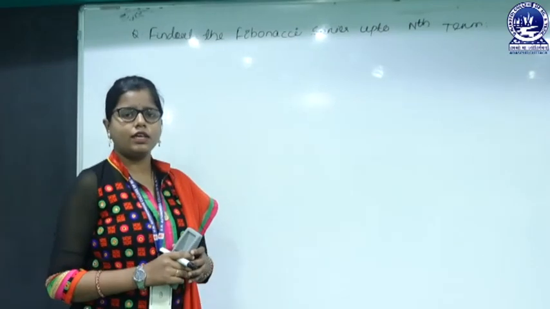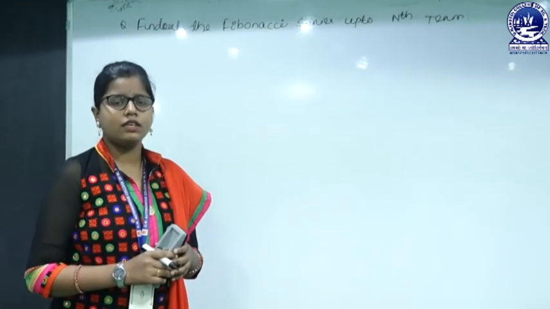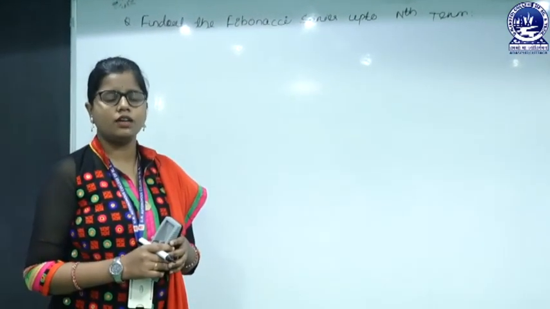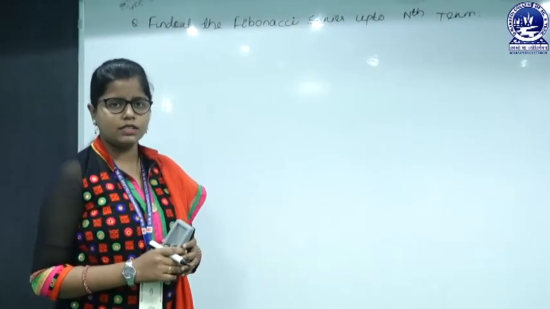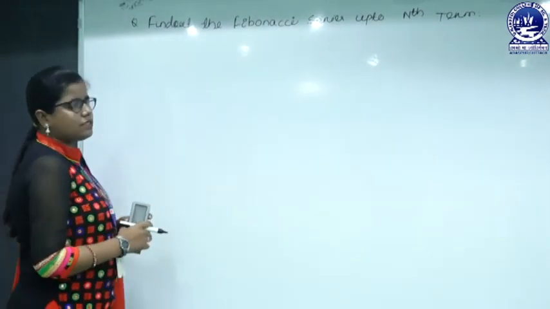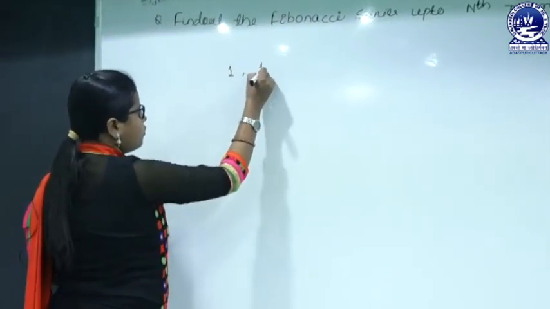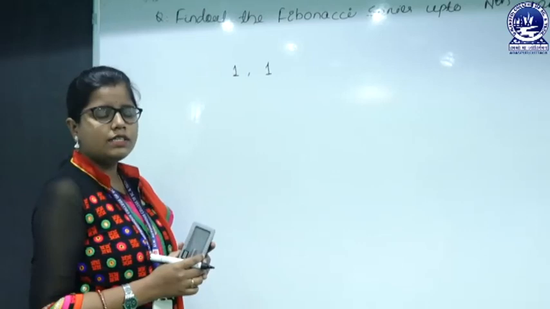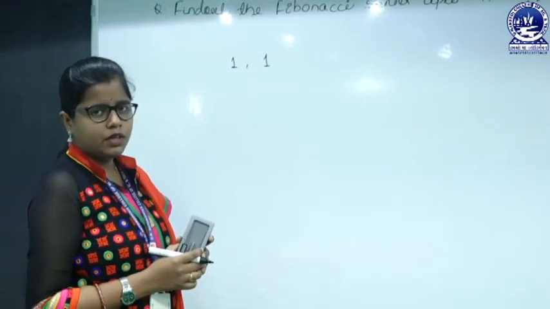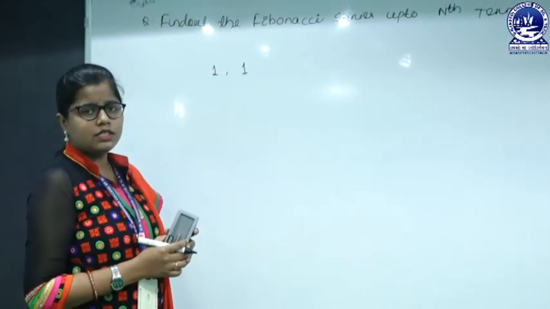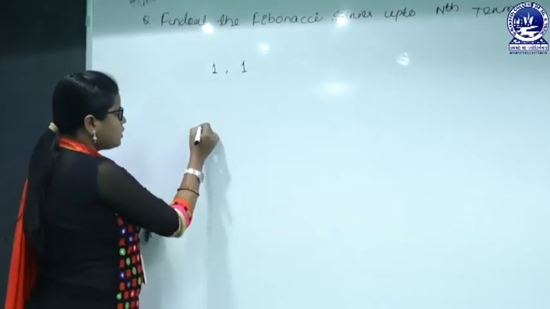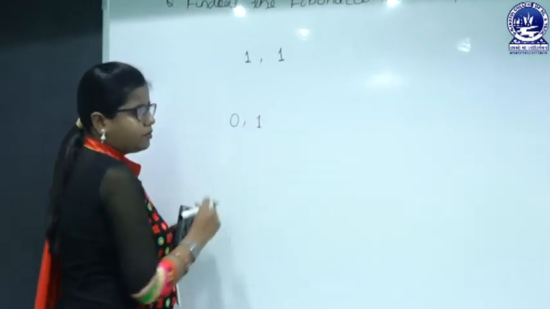So what is that Fibonacci series? Let's see the logic of Fibonacci series, how we are going to find it. Suppose we are starting the series from 1. So the first two terms are 1. You can start the series from 0. If you start the series from 0, then the first two terms will be 0 and 1.